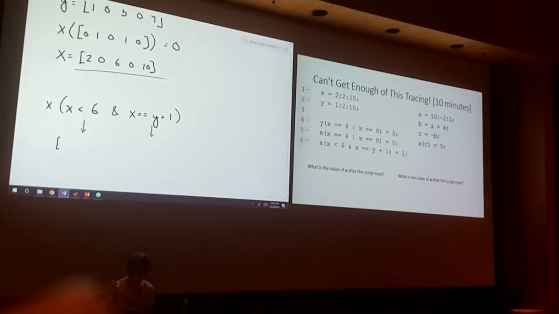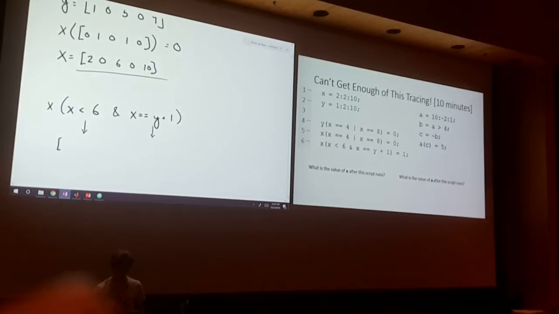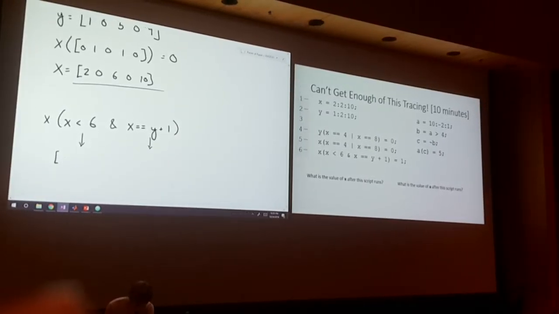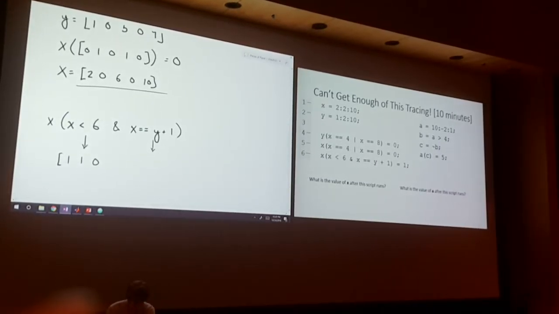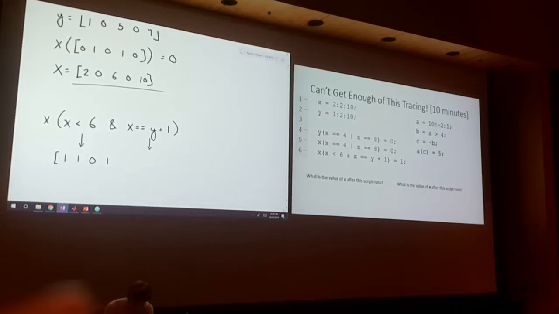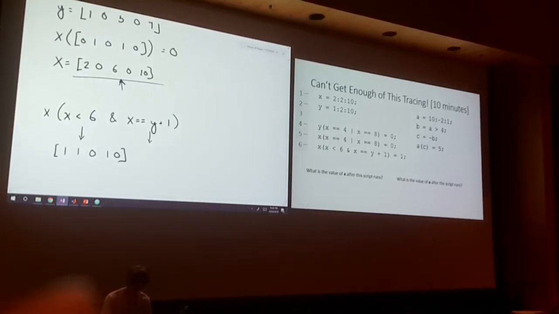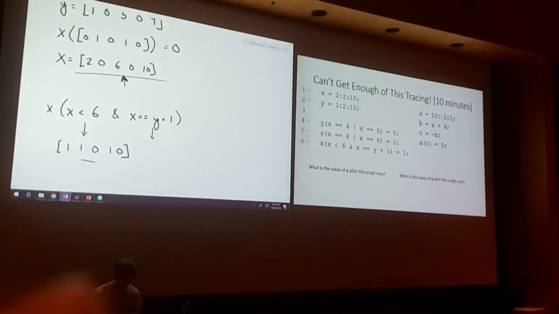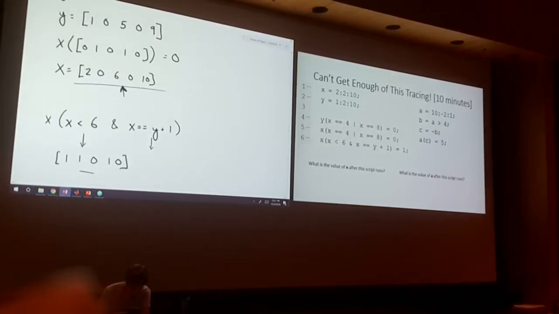So x is less than 6. So everywhere that x is less than 6, we're going to put a 1. So 2 is less than 6, 0 is less than 6, 6 is not less than 6, 0 is less than 6, 10 is not less than 6. Okay? So we're looking here, and we're getting these values down here. Okay? Now we're going to do a little bit trickier one, which is x is equal to y plus 1.